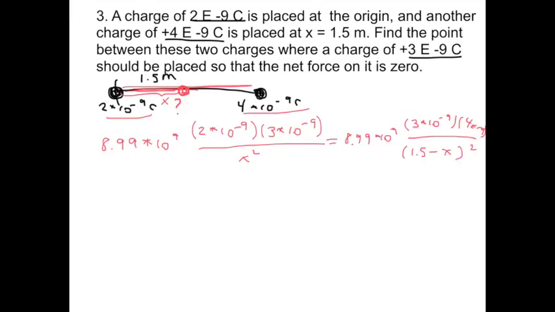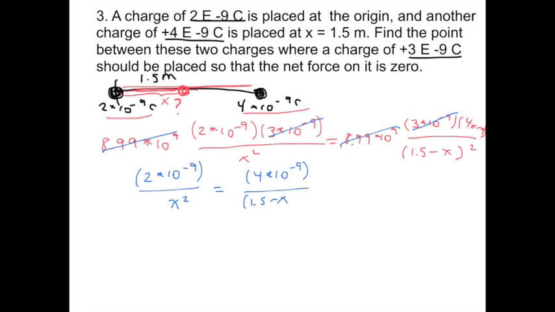So right away you can see that we could cancel out the 8.99 times 10 to the 9th from both sides, and also that we can get rid of the 3 times 10 to the negative 9th, because those are values that are on both sides of the equal sign. Now we're left with 2 times 10 to the negative 9th divided by x squared equals 4 times 10 to the negative 9th divided by (1.5 minus x) squared. And we're solving for x.